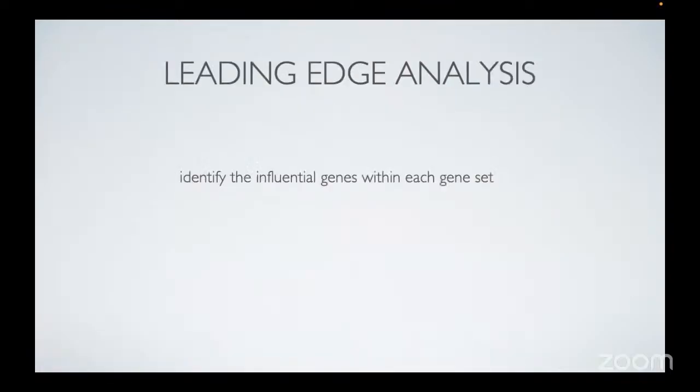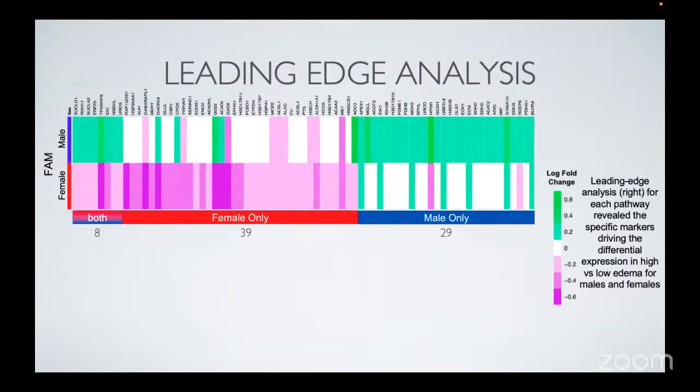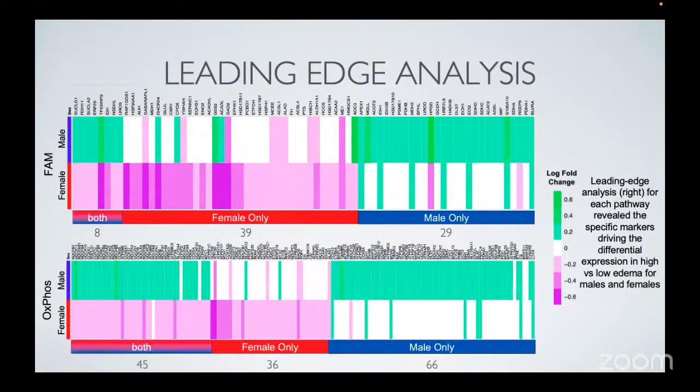So that led us to do a leading edge analysis, which is basically where you're identifying the influential genes within each gene set. And so we did this again for males and females. And we saw a number of differences. And one in particular that stood out to us is kind of small. I hate how small that is on here, but IDH1 in particular showed up. It showed up for males in both cases as a male-only gene analysis.